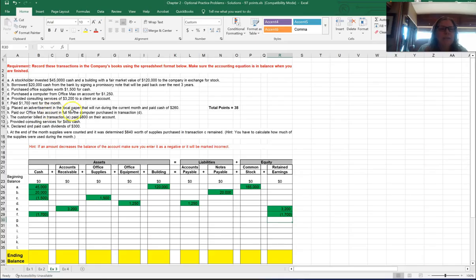We placed an advertisement in the local paper that will run during the current month, and we paid cash. So again, we know we paid cash, so our cash is going to go down by $260, and it's an expense of the current month, so it's like an advertising expense. So an expense for the current month has to reduce our retained earnings. So our assets went down and our retained earnings went down. Okay.